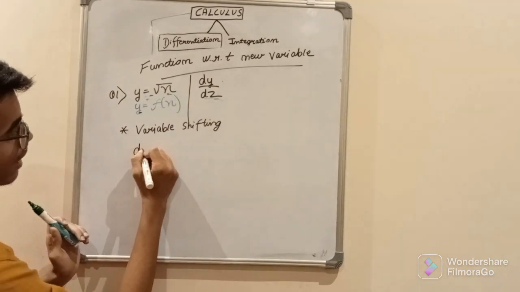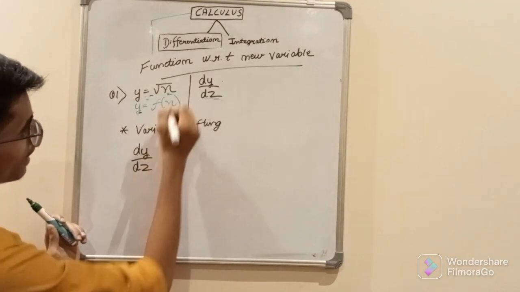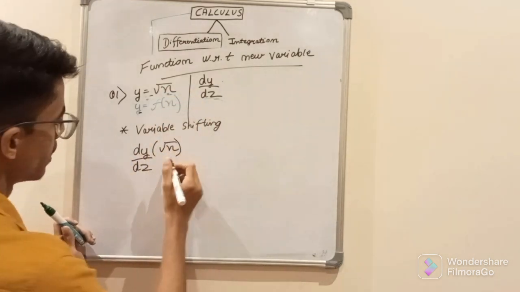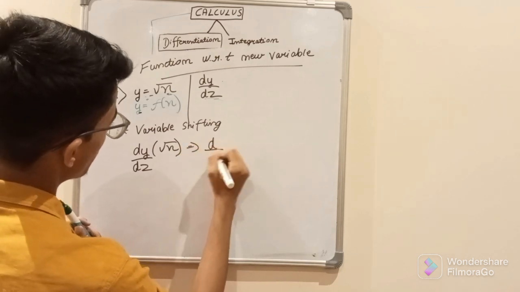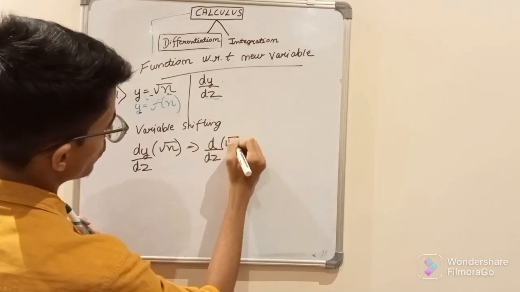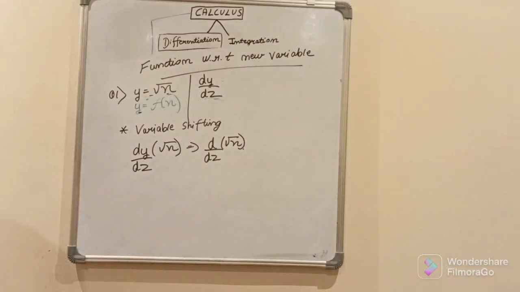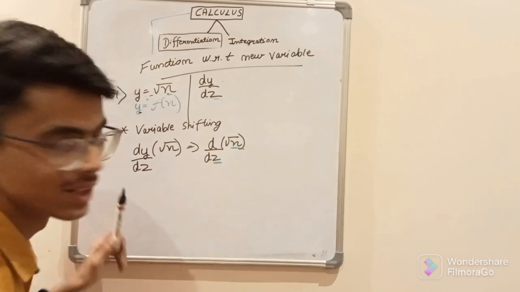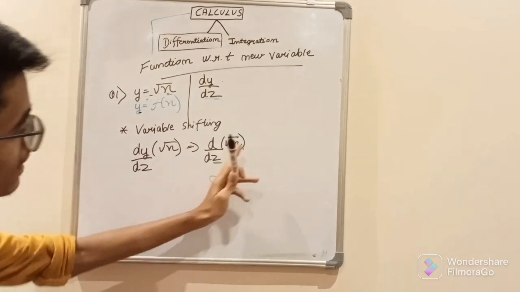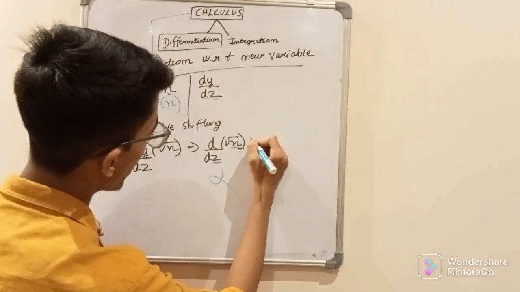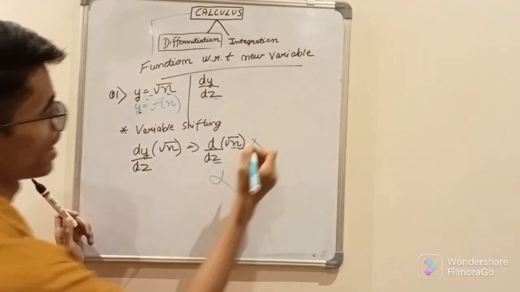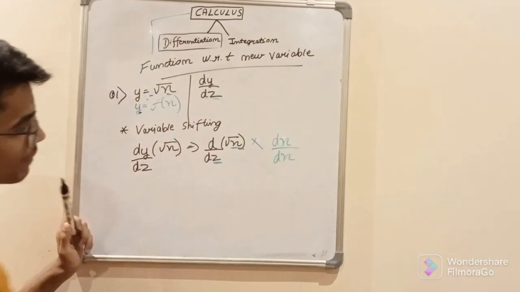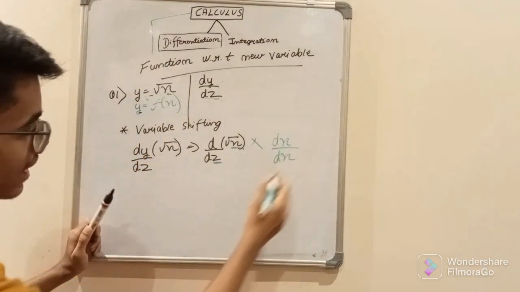So first we'll write dy upon dz as it is, and in place of y we have root x. So we can write it as d upon dz root x. Now as you can see, we have to differentiate this x, and here we have dz. So in no case can this be differentiated. So we have to multiply this entire part by dx and also divide it by dx. So now we have dx and dx.